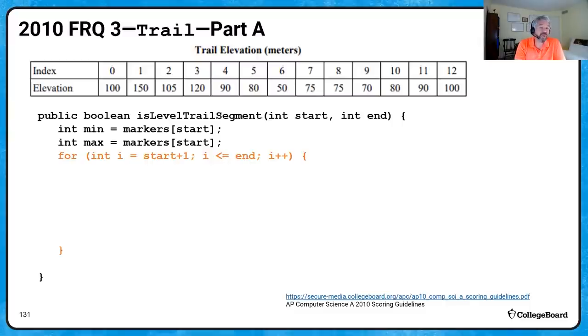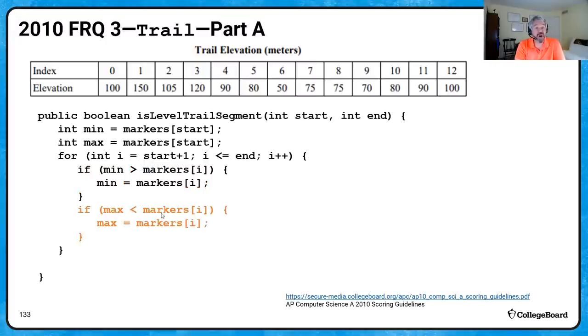And then this is where we get into that algorithm that's going to check for a min and max as we traverse the array. Every time I look at a value associated with my index position, I'm going to compare it to min. If min happens to be bigger than whatever the marker is I'm currently looking at, then min becomes that new marker. That means the marker is less than my minimum value, so it becomes the new minimum. And I'm going to do the same thing with max. If my marker is bigger than my current maximum value, then that marker becomes the new maximum value. So I'm going to continue through every element from start up to and including end. And every time I find a value that's smaller than my minimum or bigger than my maximum, I'm going to replace either my minimum or maximum with that value.